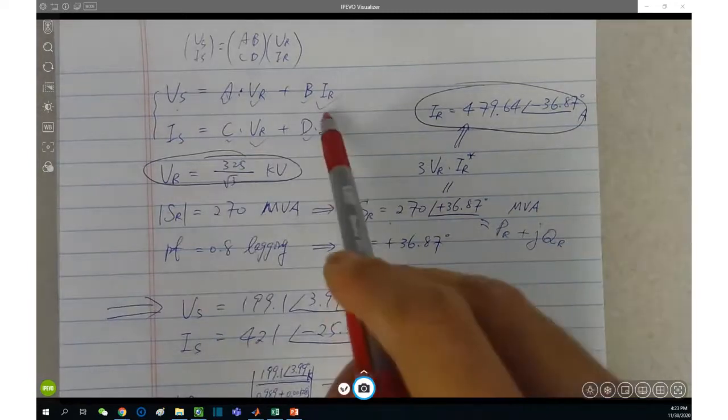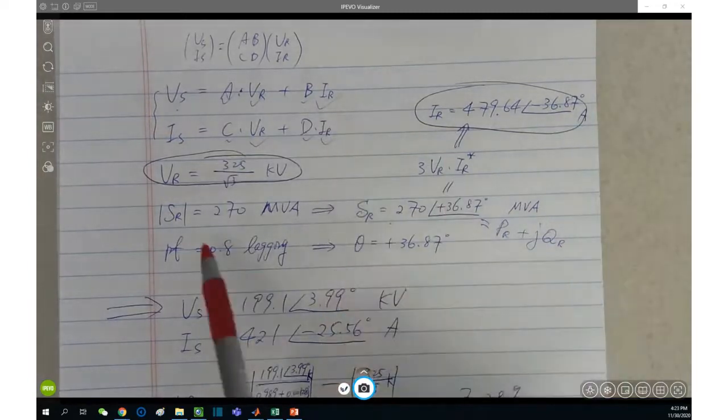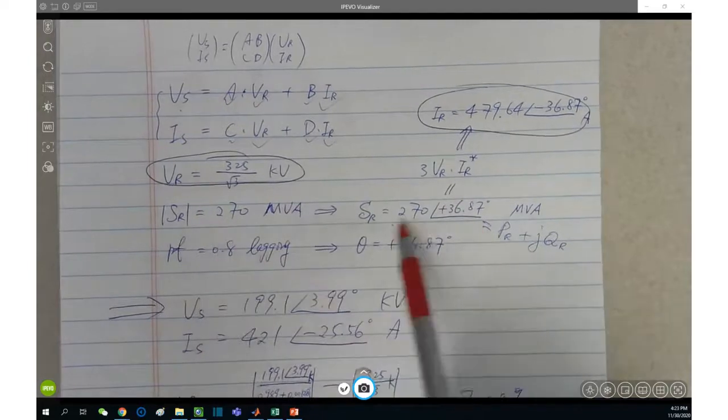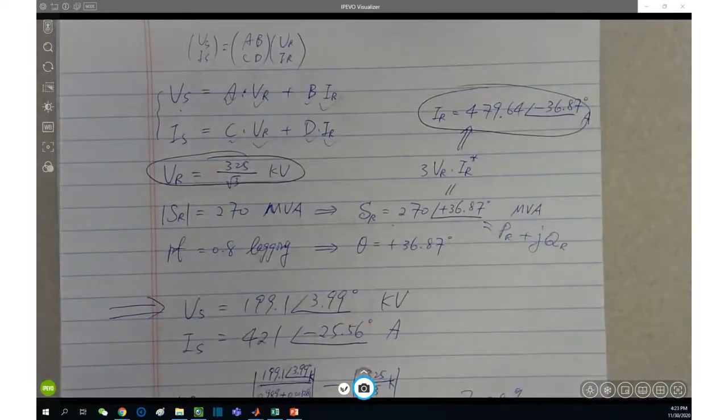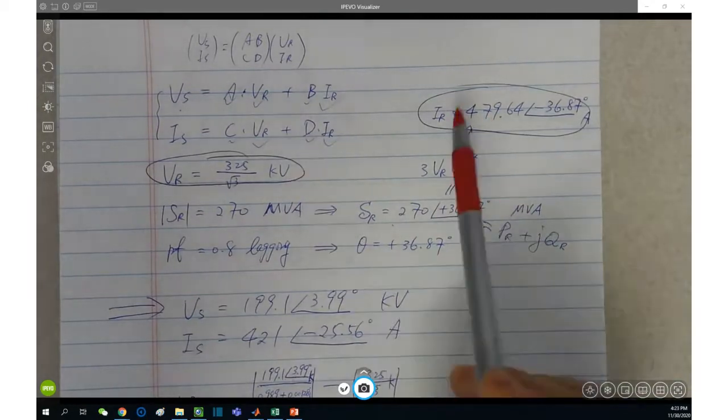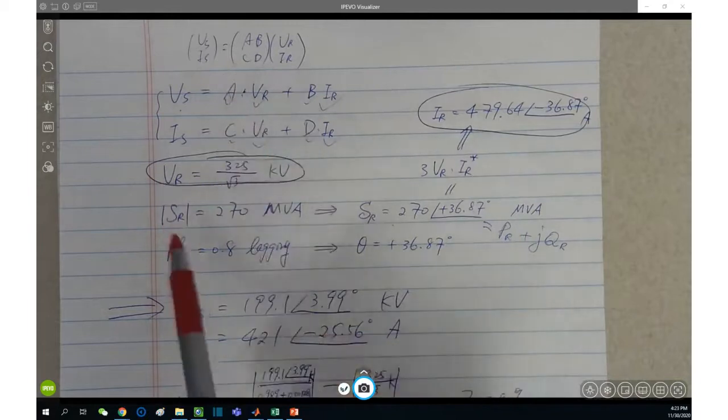How to find IR? IR is derived out of this SR. SR equals 3 times VR times IR conjugate, so you can find IR. Right? You have IR, VR, A through D. Then you can find VS and IS as this.